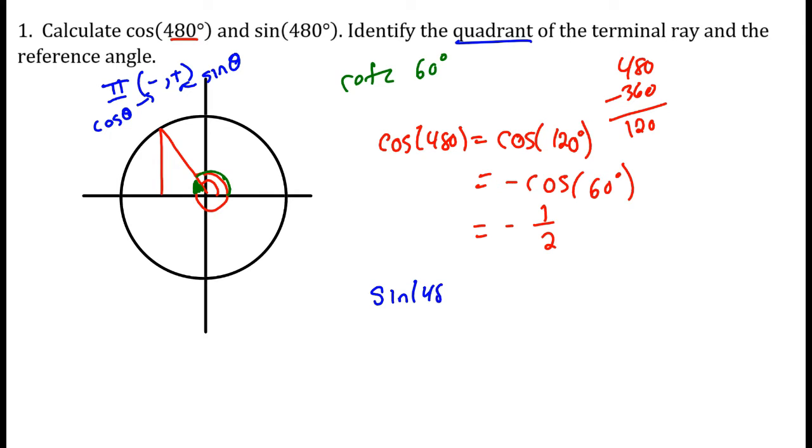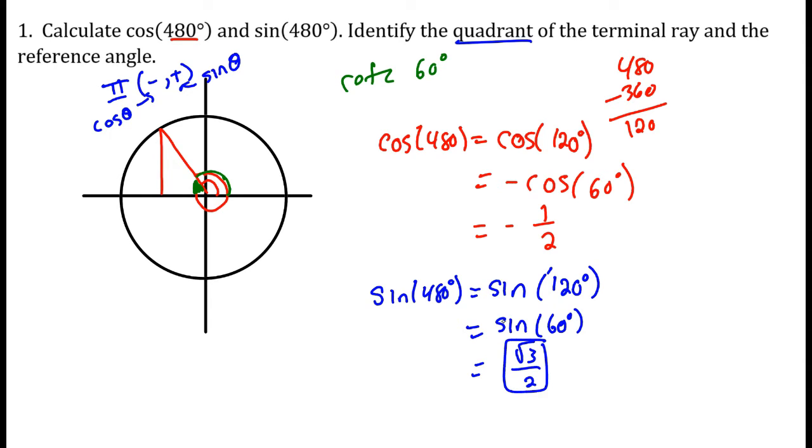The sine of 480, well, we said that 480 degrees was really the same as 120 degrees, because if I spin around the circle once, I land in the same place as I would if I spun around only 120 degrees. Sine is positive in the second quadrant, so I don't need to worry about that. My reference angle is 60. So what's the sine of 60? The sine of 60 is radical 3 over 2. So the sine of 480 is the same as the sine of 60, which is radical 3 over 2.